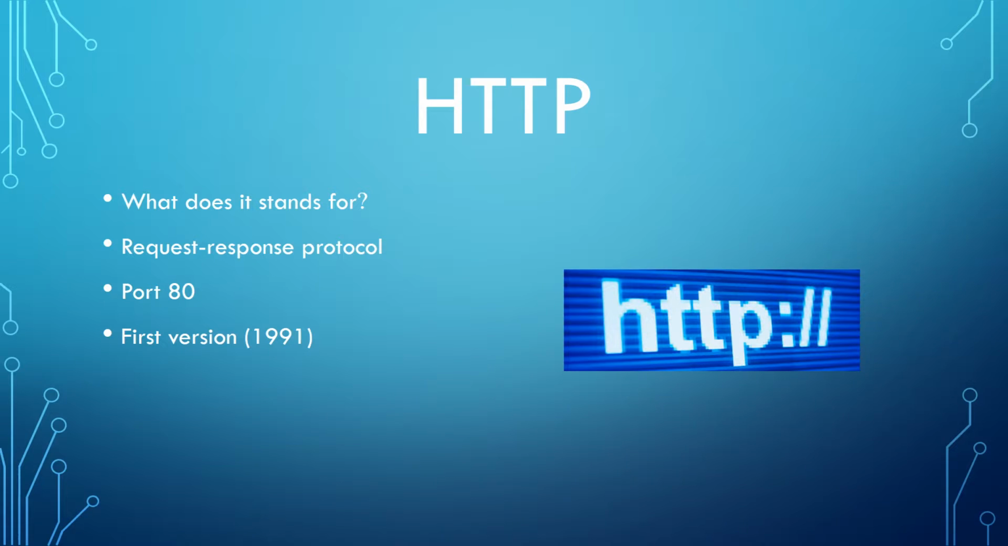The first version of HTTP was published in 1991. It was HTTP/0.9, which only supported one HTTP request method, GET.